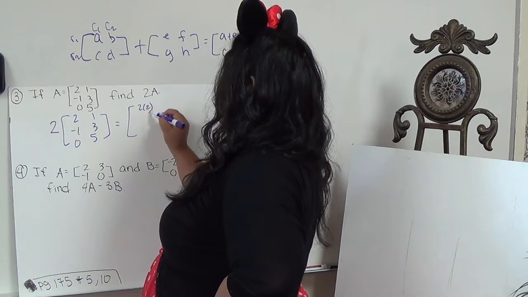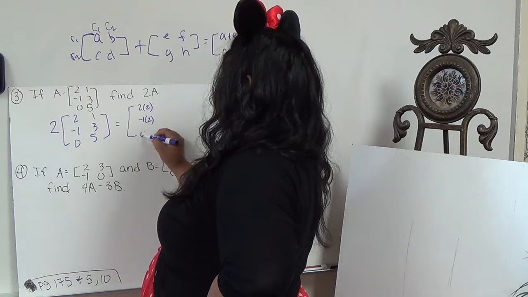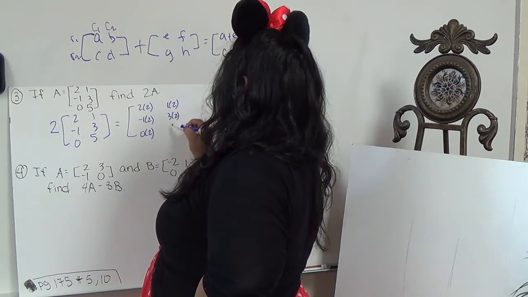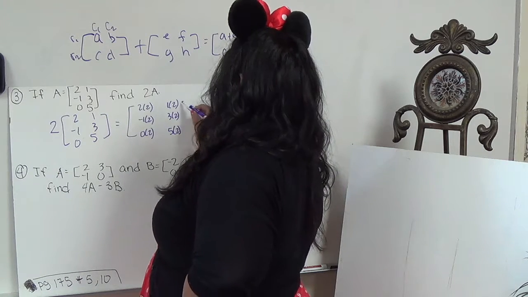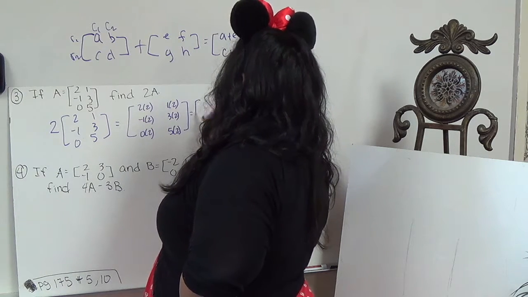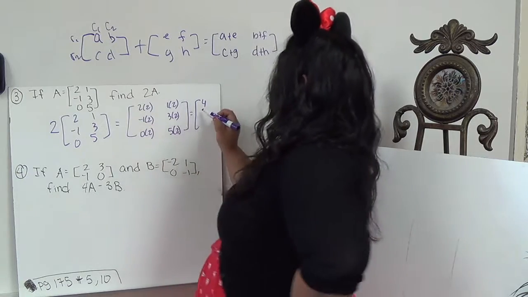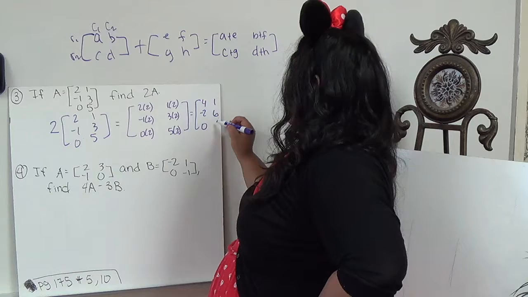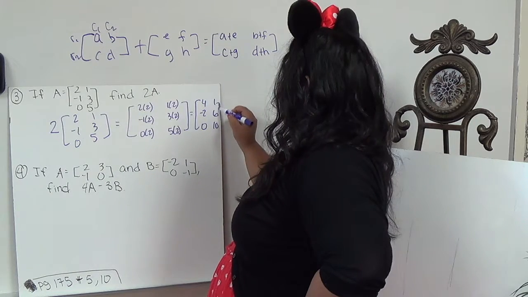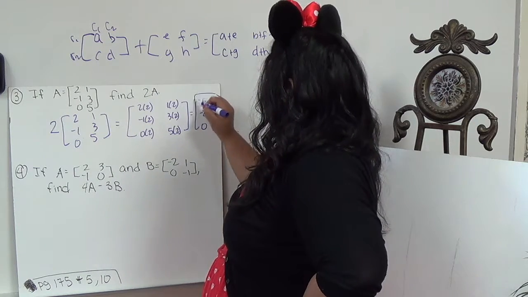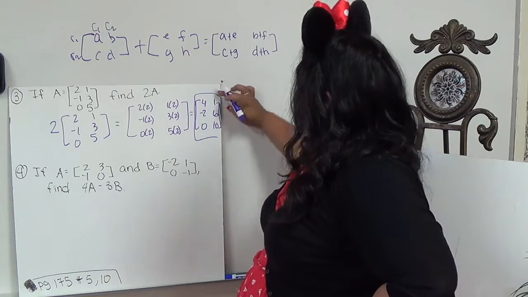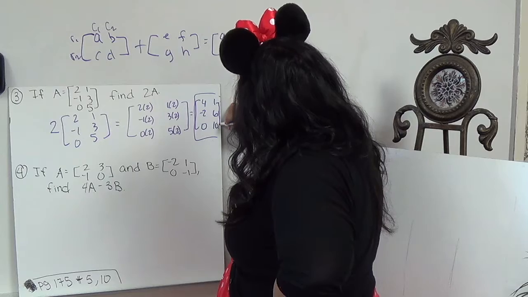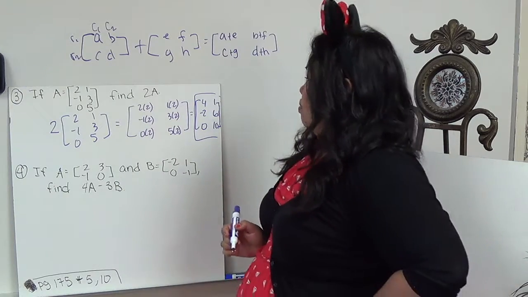So 2 times 2, negative 1 times 2, 0 times 2, 1 times 2, 3 times 2, and 5 times 2. This gives me 4, negative 2, 0, 1, 6, and 10. And this is my scalar multiple. Basically, my scalar multiple is 2 times bigger than my original matrix. Okay?